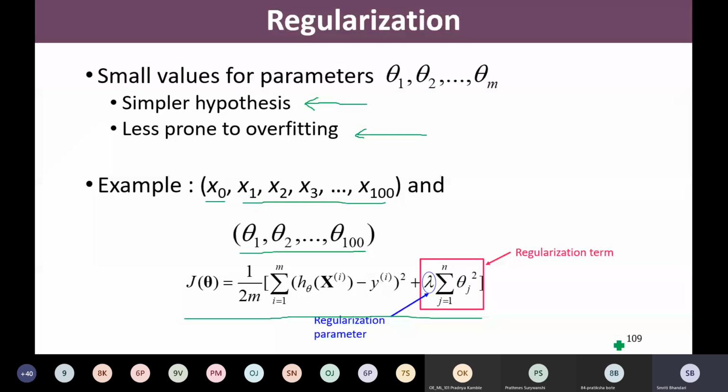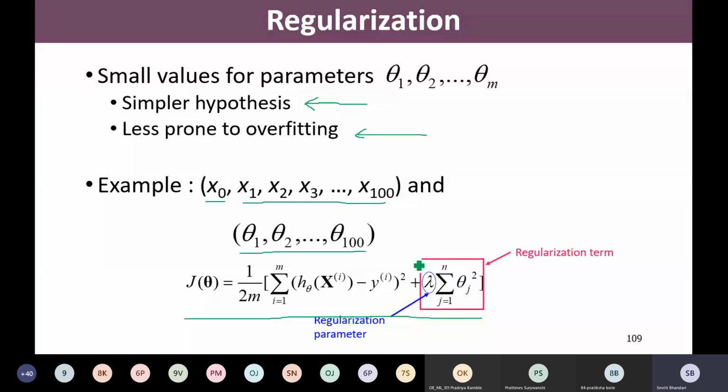Obviously we need to select the value of the regularization parameter lambda carefully. As the value of lambda goes on increasing, it reduces the values of the coefficients, right? And if the values of the coefficients are reducing, then we are reducing the variance. This is how it helps to deal with overfitting.